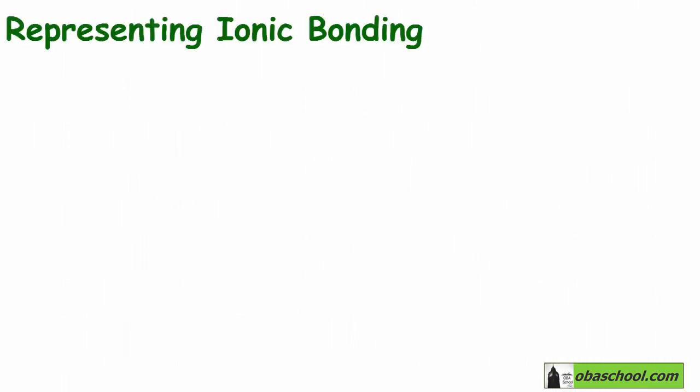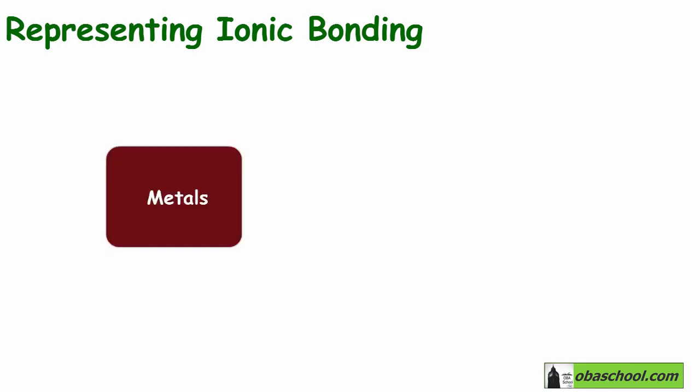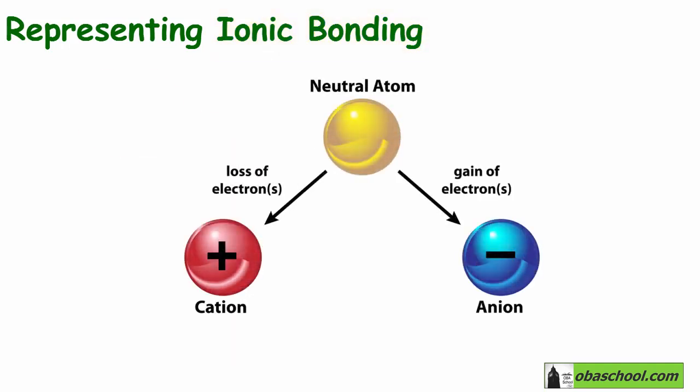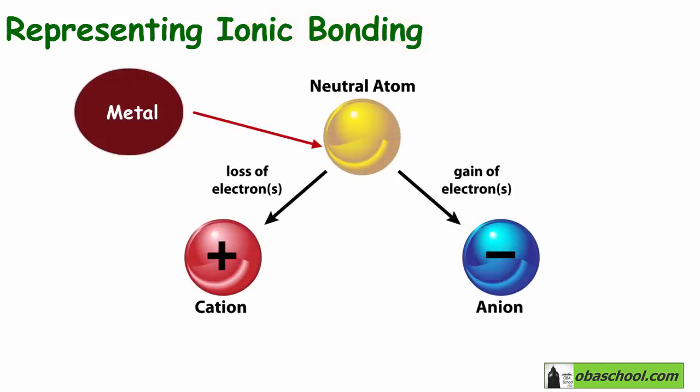In this tutorial, we will learn how to represent ionic bonding. We have two types of atoms, metals and nonmetals. When metal and nonmetal atoms react together, they form an ionic bond. The metal atom will lose electrons, so it will become a positively charged ion, which is called a cation.